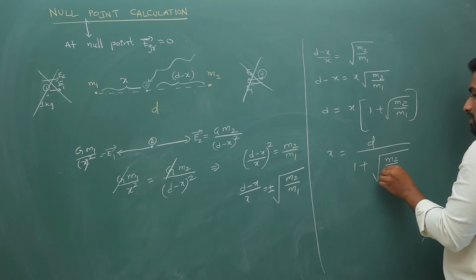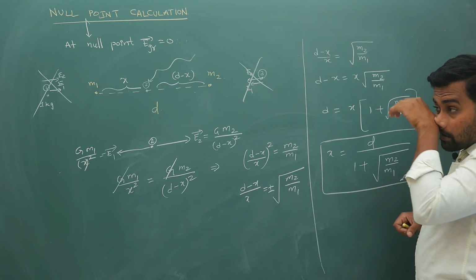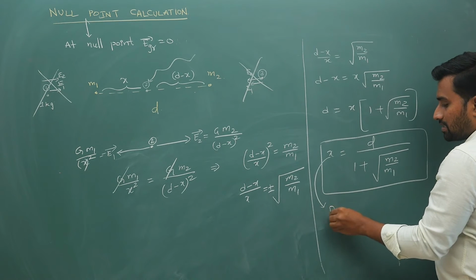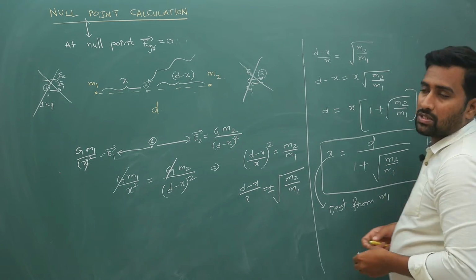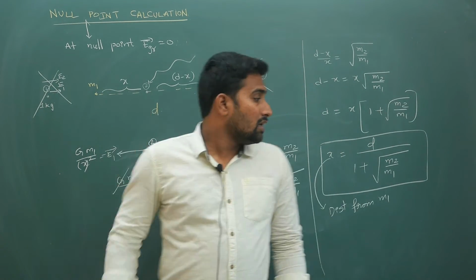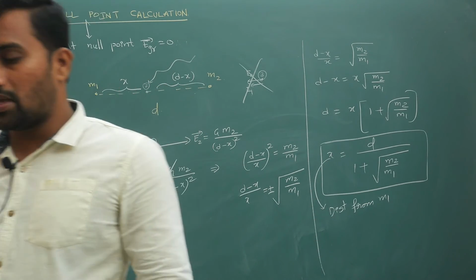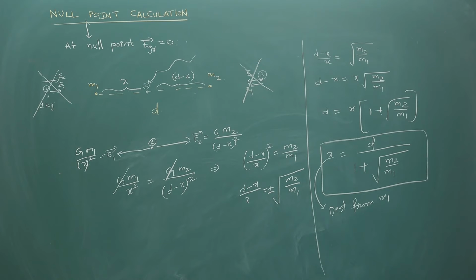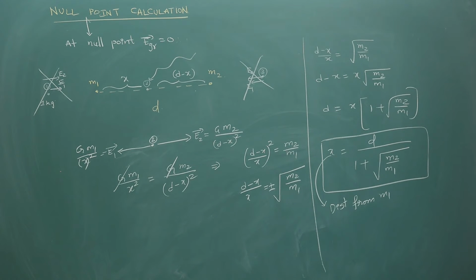In this formula what is important is this x, many people will forget, this x is the distance from m1. Your x is the distance from m1. Distance from m2, if you want, just simply do d minus x. d minus x will give you the distance from m2. Hope you have understood this and there are no doubts. Please do follow this, and if you have any doubts please just let me know.